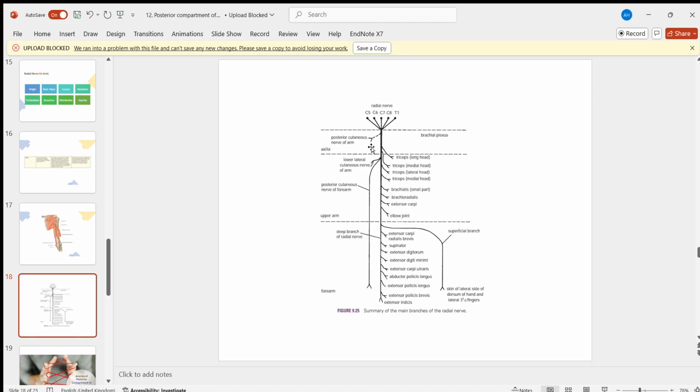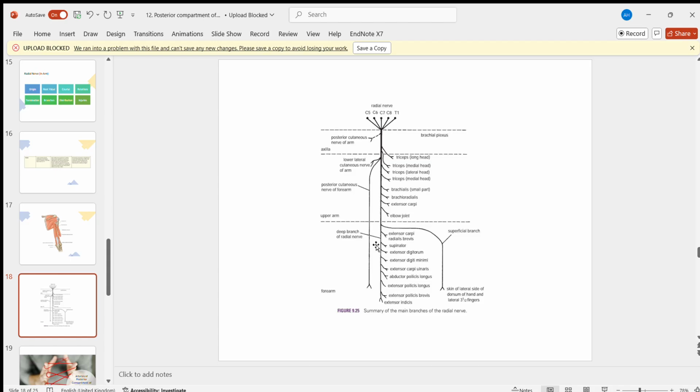In the axilla, it gives a posterior cutaneous nerve of arm, and it also gives branches to the long head and medial head of the triceps muscle. Then comes the upper arm, in which it gives two cutaneous branches, which are the lower lateral cutaneous nerve of arm and the posterior cutaneous nerve of forearm. And then it gives branches to the muscles, all the heads of triceps, in addition to brachialis, brachioradialis, extensor carpi radialis longus, and it gives an articular branch to the elbow joint.